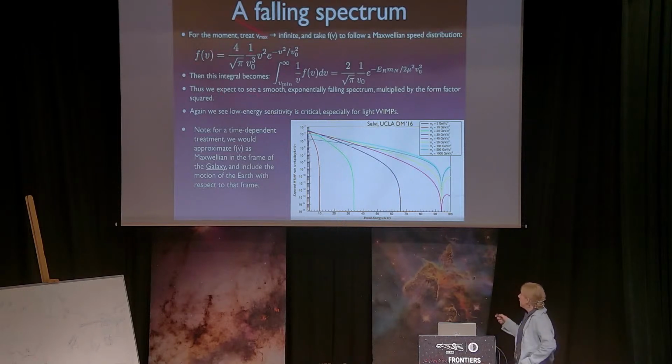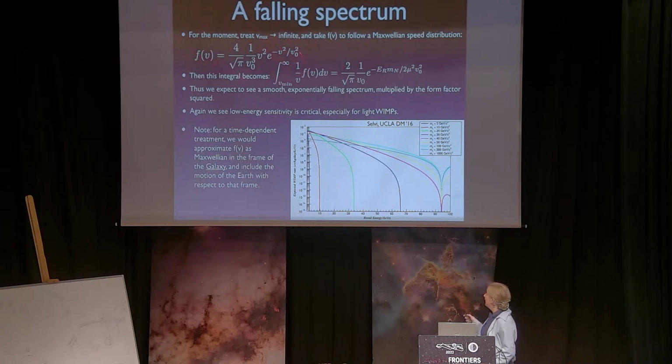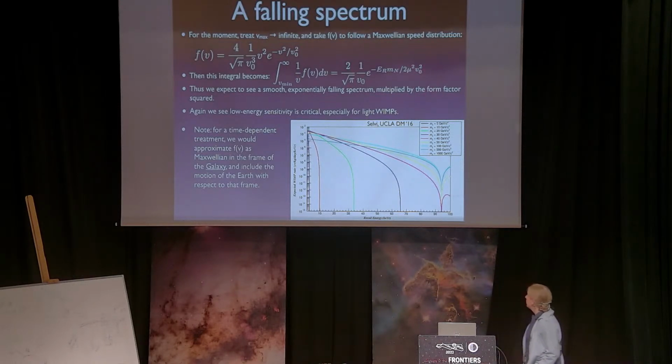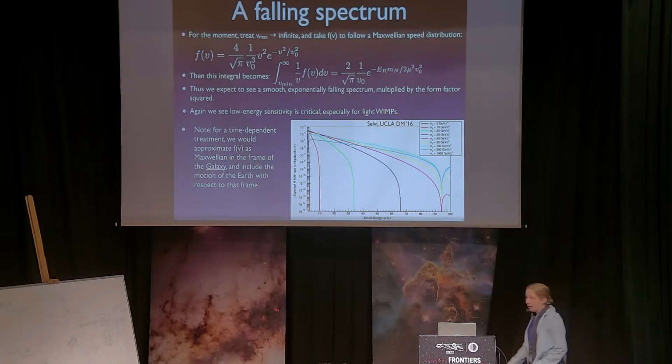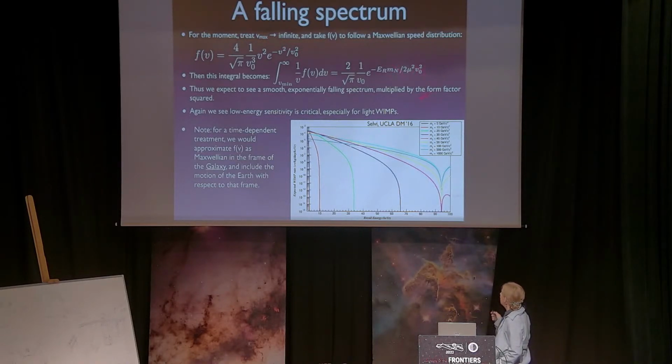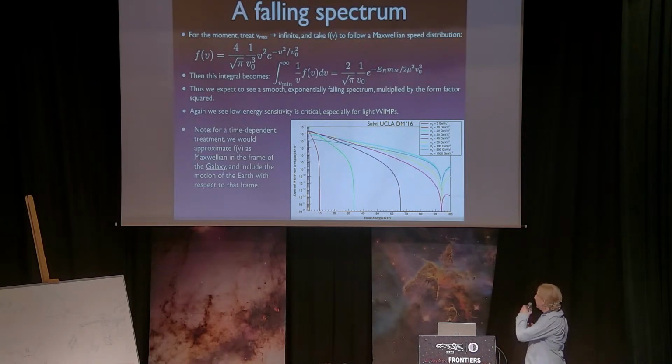So in that case, we're going to take f(v) to just follow a Maxwellian speed distribution. So this is v squared e to the minus v squared over v_0 squared. Then we can do the integral analytically and it just turns into an exponential in the recoil energy. Again we see we've got e to the minus E_R, and then the scale of E_R is set by the reduced mass squared times the typical velocity dispersion squared divided by m_N. So this is sort of minus E_R over the typical E_R.